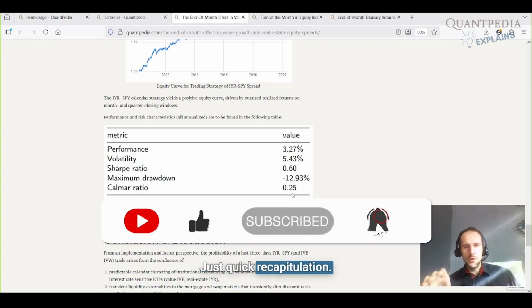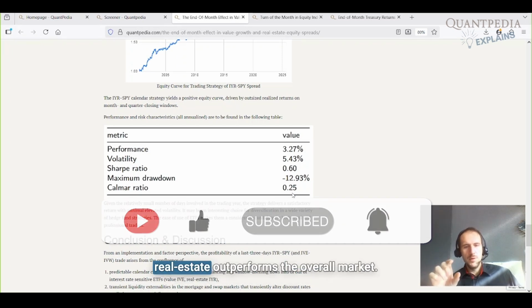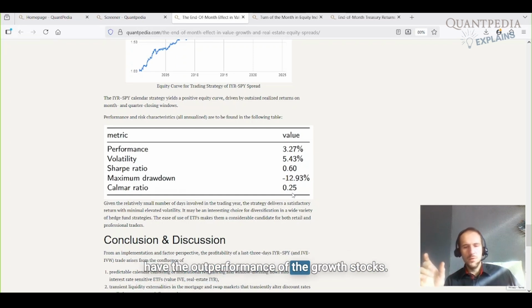Just a quick recapitulation. At the end of the month, value stocks outperform the growth stocks, and real estate outperforms the overall market. And at the beginning of the month, in the first 1 or 2 or 3 days, the pattern reverses, and you have the outperformance of the growth stocks.